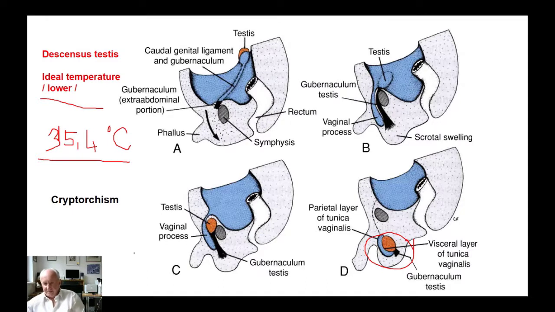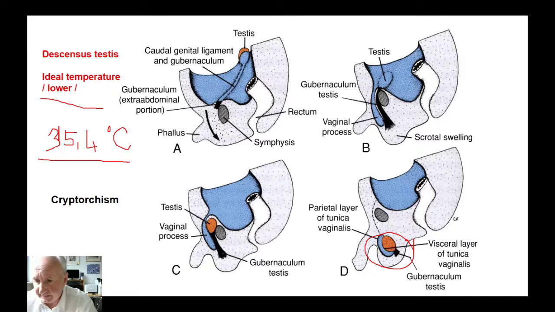If the testis, one or the second, gets stuck on the way to the scrotum and does not arrive inside the scrotum, then the situation is called cryptorchism. Cryptorchism can be on one side, one testis, unilateral, or on both sides, both testes, and this is bilateral, cryptorchismus bilateralis. A very unpleasant situation, because when they are in the body cavity or in the channel, the higher temperature is not an optimum temperature for the development of the spermatozoa.